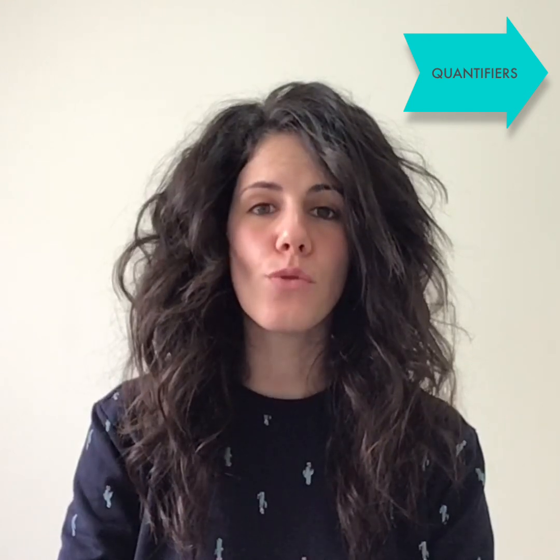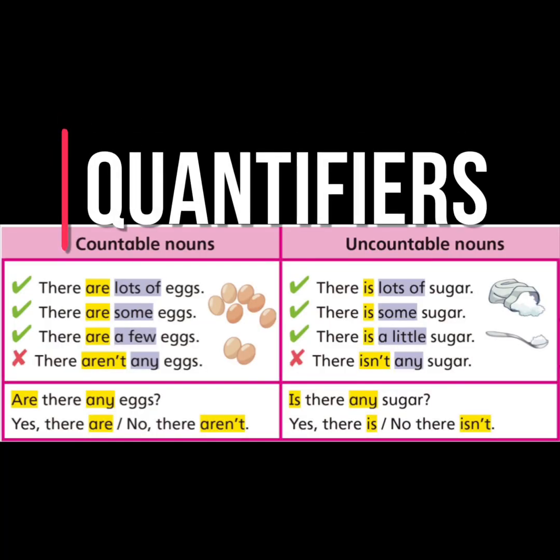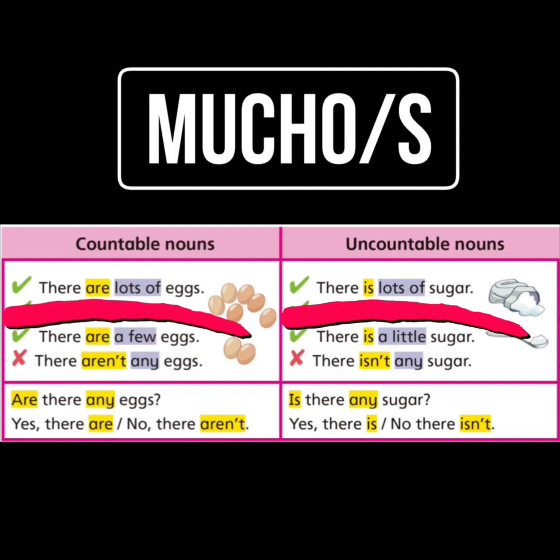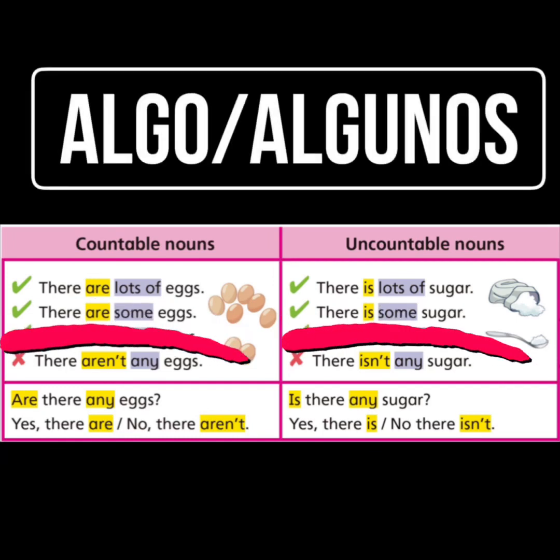Finally, we are going to go over the quantifiers, those words that allow us to express quantity or amount. Pay attention. With this table, we are going to study some of the quantifiers for countable and uncountable nouns. First, loads of. Loads of means mucho or muchos, and we can use it with countable and uncountable nouns. Some means algo o algunos, and is used with countable and uncountable nouns as well.